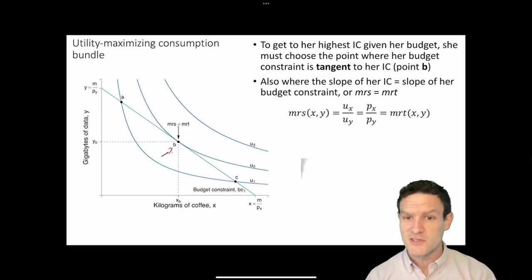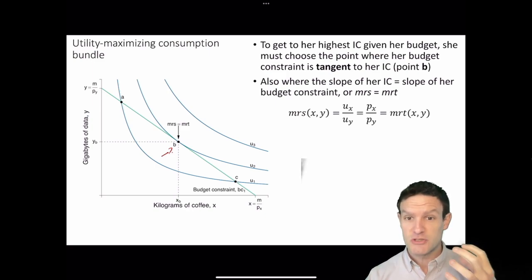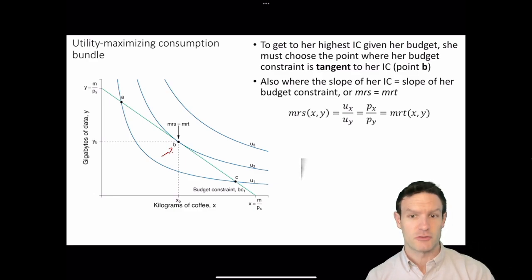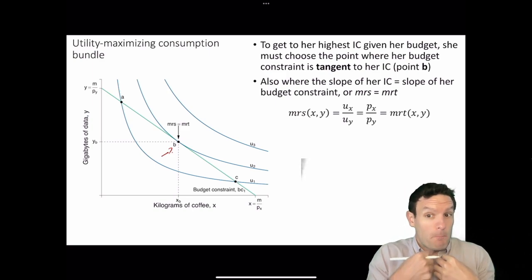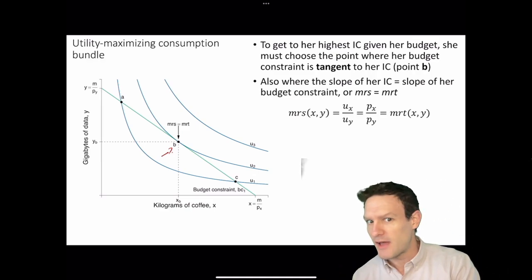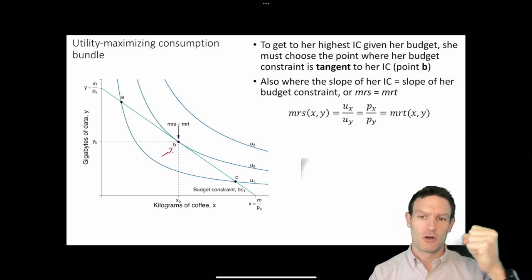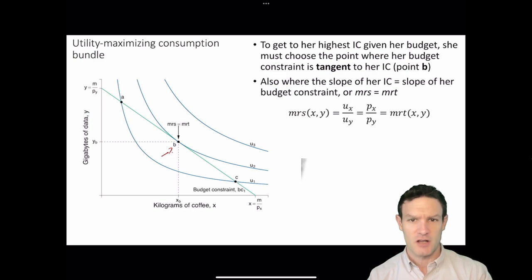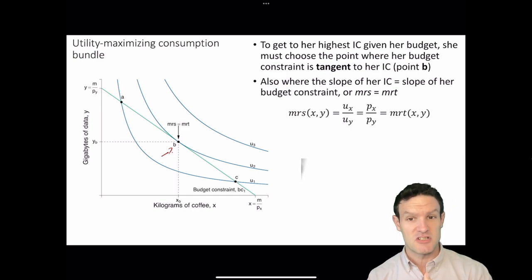So at point B, what do we see? We see that MRS equals MRT. We see that the ratio of the marginal utilities for the two goods, UX over UY, equals the ratio of the prices, PX over PY. So how much she is willing to pay of Y to get an additional unit of X is equal to what she's constrained to sacrifice in terms of her Y for X, the opportunity cost. So that's what the condition is telling us here. We've got the tangency of the budget constraint to the indifference curve, the highest indifference curve that she can achieve.